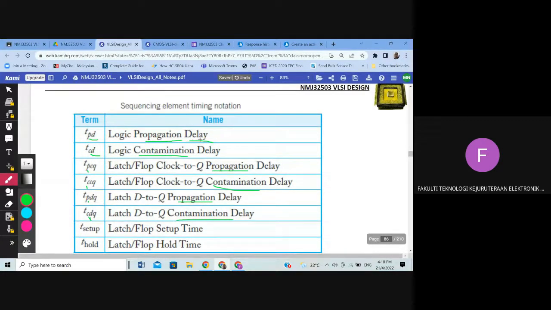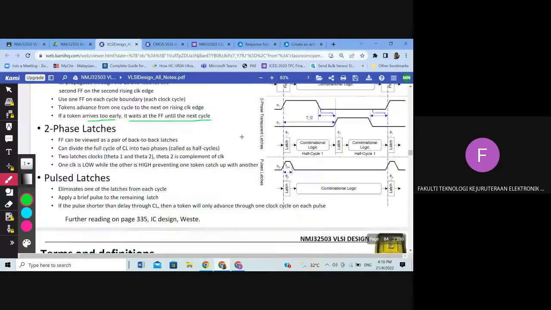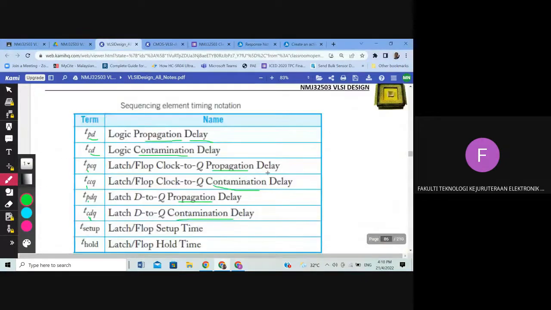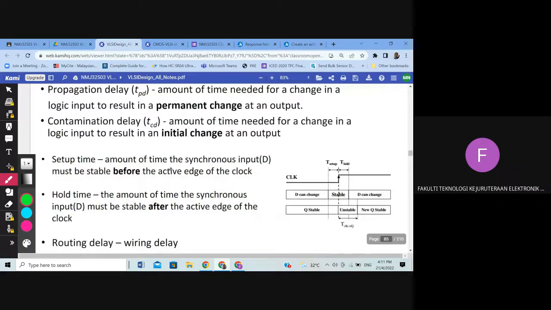We focus on the combinational logic inside the block here. So TPD stands for logic propagation delay, and TCD stands for logic contamination delay. So what is the difference between propagation and contamination? Let's have a look.